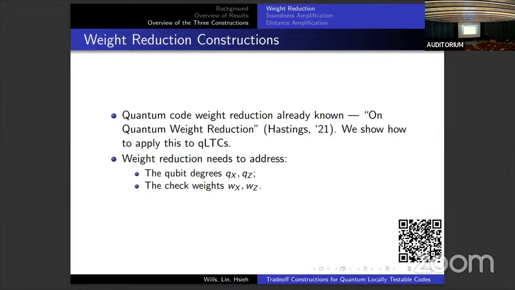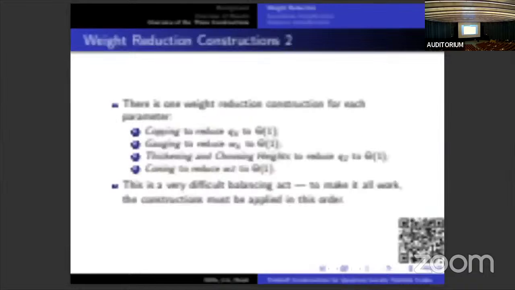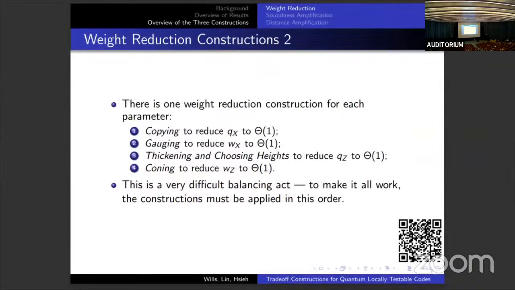So you need to deal with QX and QZ. So QX, for example, is the maximum number of X-type stabilizers acting on any given qubit. And then similarly, WZ, let's say, is the maximum number of qubits involved in a Z-type stabilizer. And it's difficult. You need to get them all down to constant in order to make your locality constant. And that's hard to do because often a lot of the natural weight reduction procedures might reduce one of them, but it might come at the expense of another of them. So Hastings gives us 4 constructions, so 1 for each.